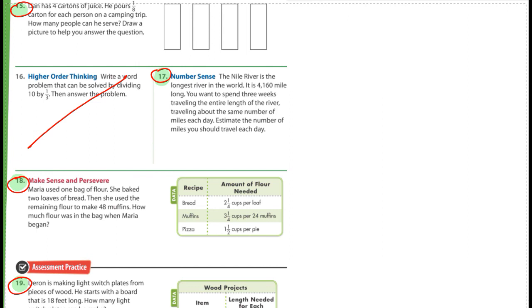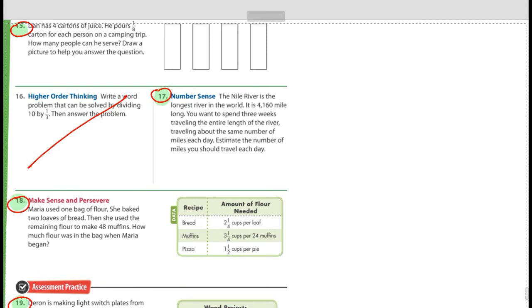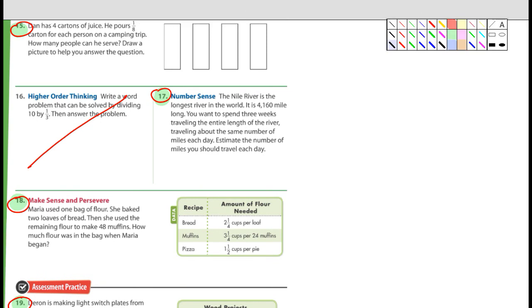Next page. Let's see here. It says Dan has 4 cartons of juice. He pours an 8th carton for each person on a camping trip. How many people can he serve? Well, if each carton is divided up into 8ths, there's going to be 8 portions. So the easiest way to do that is I'm going to cut it in half. And then I'm going to cut the halves in half. And then I'll cut each one of those in half. And so there, I should have 8. And then you do that with each one.